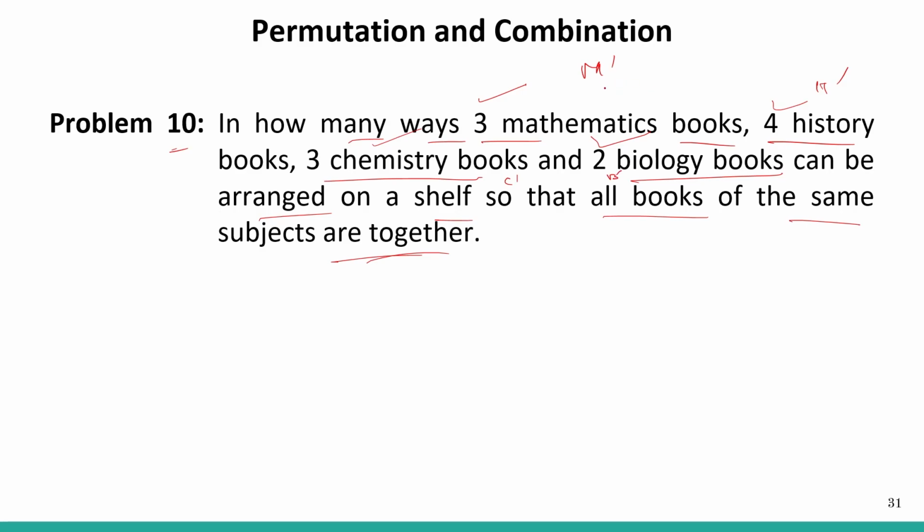Okay, so how many different types do you have? 1, 2, 3 and 4. 4 types of books. So 4 factorial ways are there to order these. Inside them, 3 mathematics books can be ordered in 3 factorial ways, and 4 history books can be ordered in 4 factorial ways. 3 chemistry books can be ordered in 3 factorial ways. 2 biology books can be ordered in 2 factorial ways. So this many ways are there. This is the number of ways we can actually place all these things.